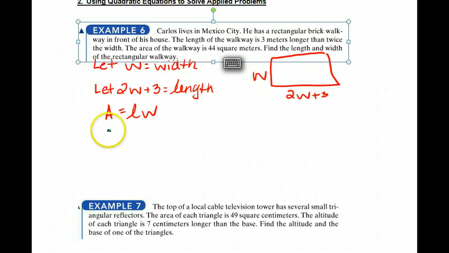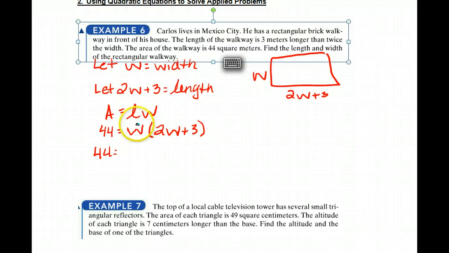Now, in order to find the area, we do want to use that formula, but the actual area was given to us. They told me that the area was 44 square meters. So now we just need to plug in the length and the width. So I'm going to have W times 2W plus 3. We want to start by distributing in that W to the quantity. So W times 2W gives us 2W squared, and W times 3 gives us 3W.